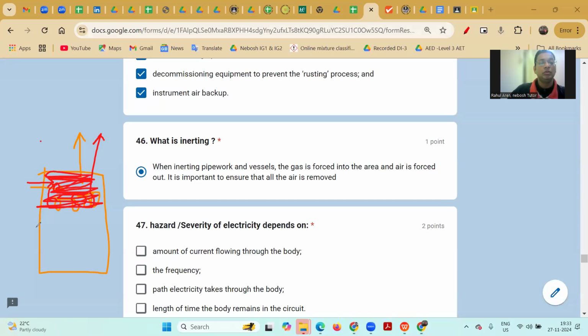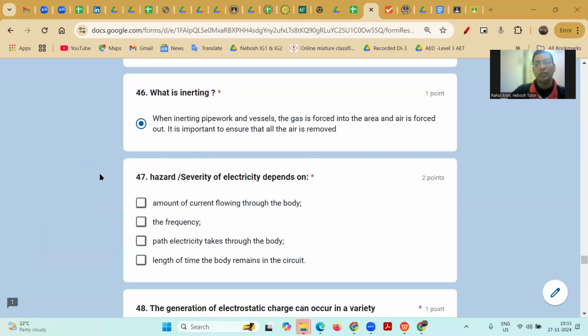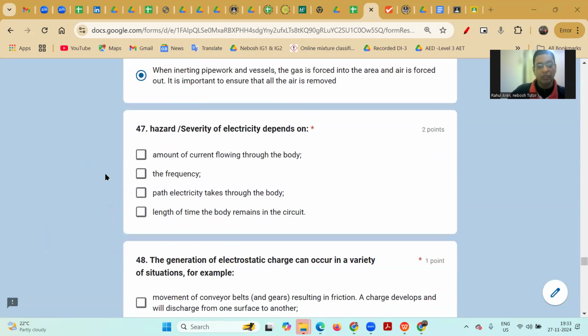Yes. So the hazard severity of electricity depends on what? The severity of electricity depends upon the amount of current flowing. This is also the frequency. The higher the frequency, the more severity. The path electricity takes through the body, and the length of time the body remains in the circuit, will also be considered.